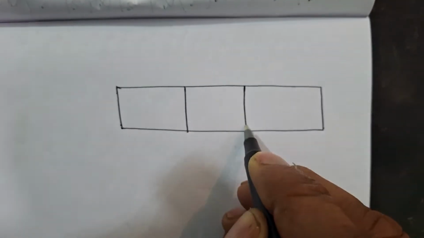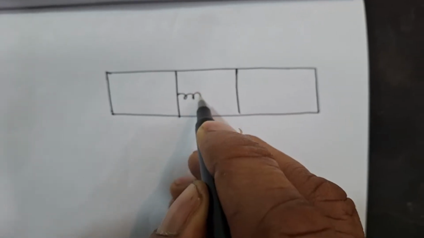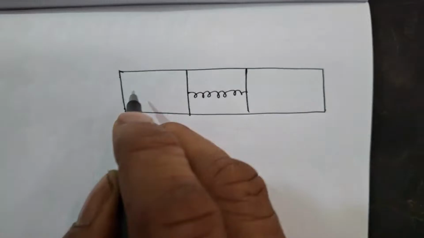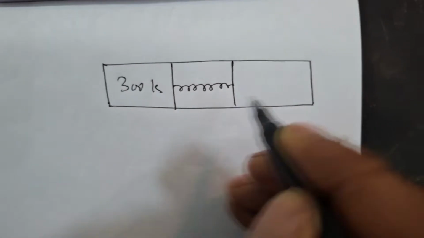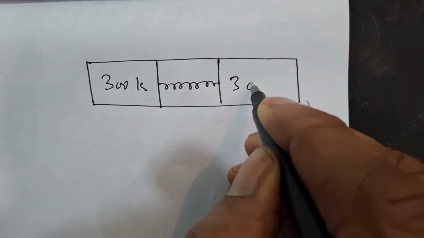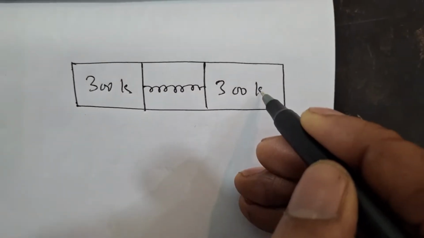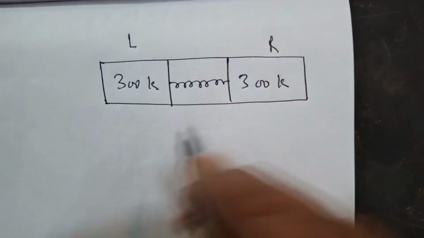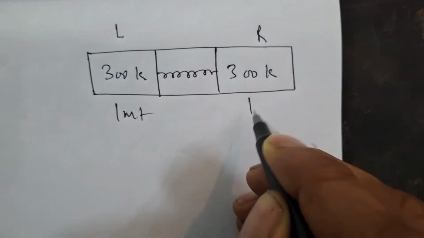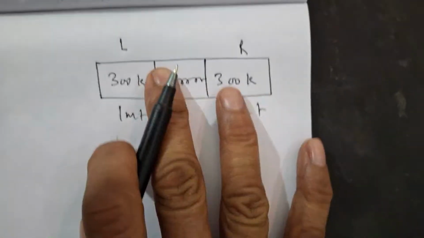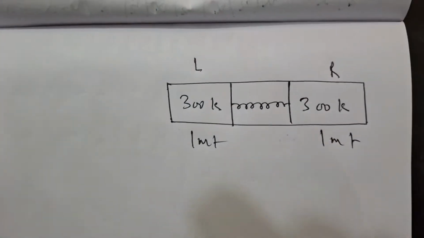this is a piston, movable piston, light piston, and here is a left chamber carries 300 Kelvin gas and the same number of moles of identical gas in the right chamber also. This is left chamber and this is right chamber whose length is 1 meter both. Okay, so from first conditions draw the equations.